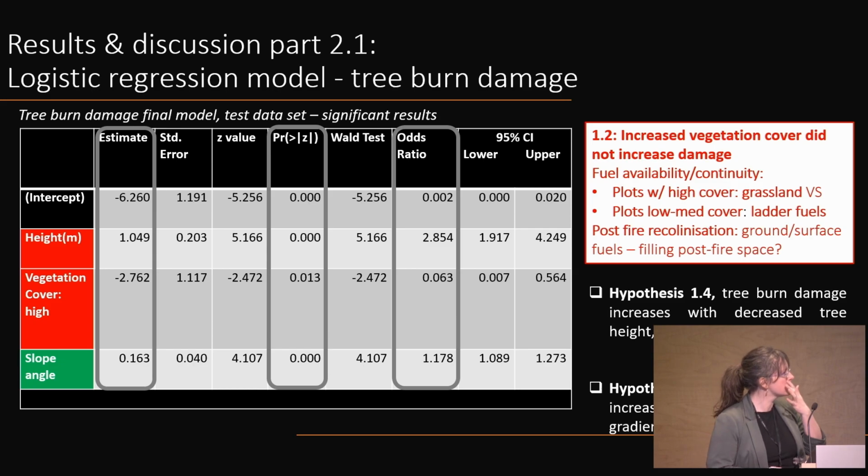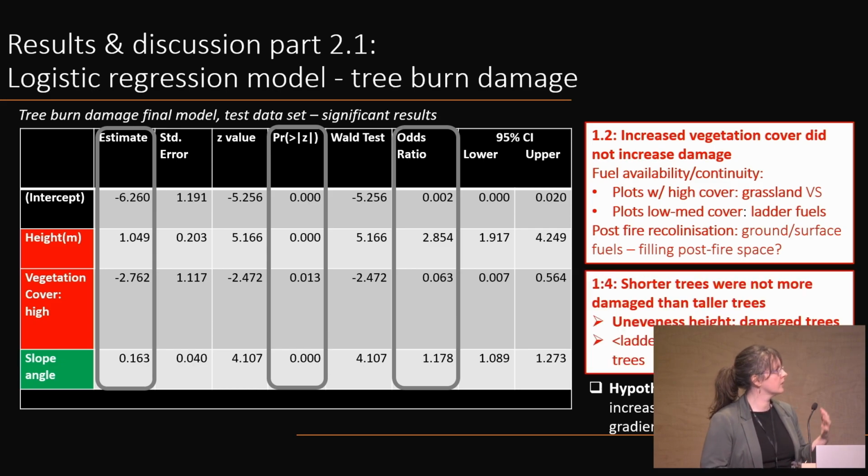Hypothesis 1.4 was also contradicted. The shorter trees were not more damaged than taller trees, which could be linked to the unevenness in height in the sample for damaged trees, but also the lesser amount of ladder fuels in these areas. But hypothesis 1.8, that tree burn damage increases with increased slope gradient, was supported.